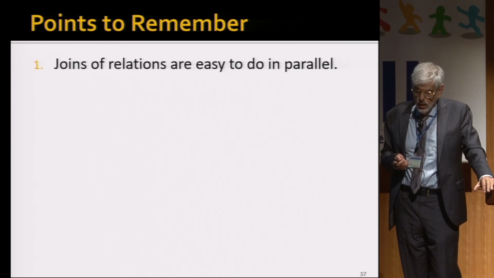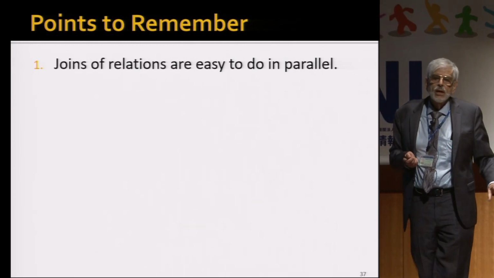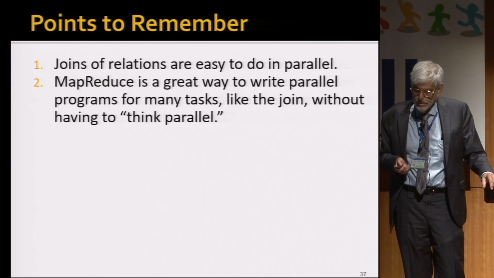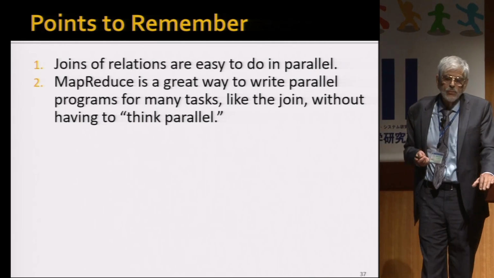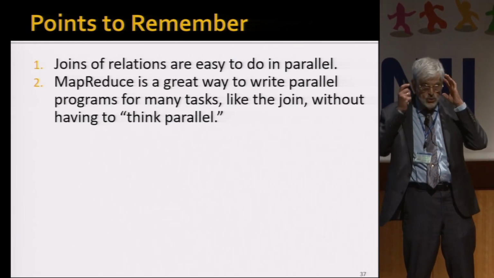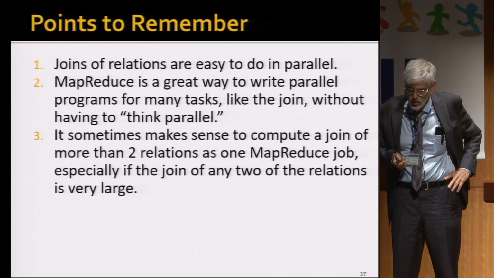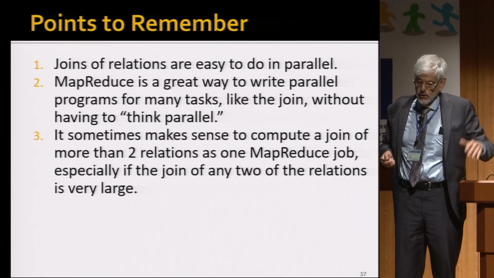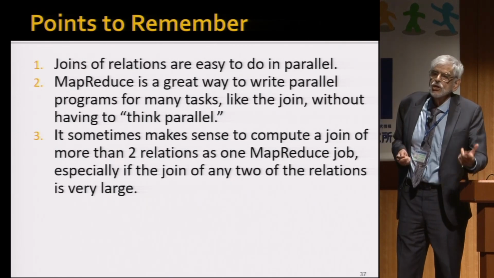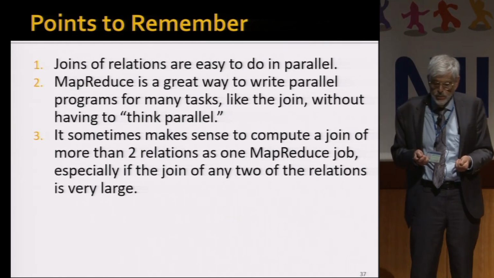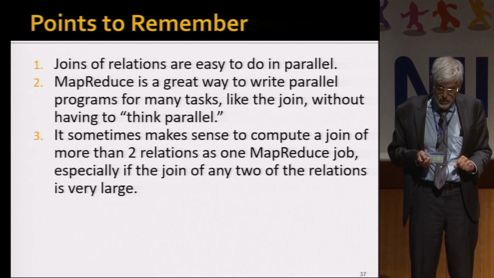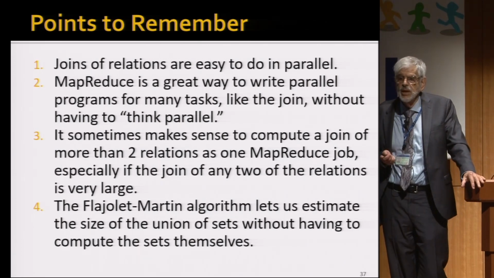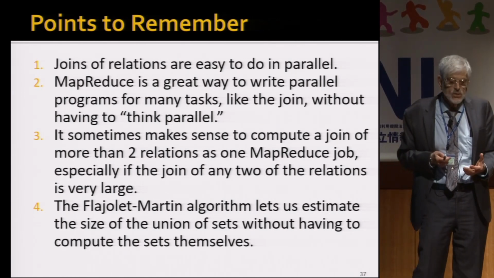So just to sum up, joining relations is what's sometimes called an embarrassingly parallel operation. You can really get a lot of parallelism in there. Mapreduce is a really good way to write parallel programs without forcing yourself to think about the parallelism itself. One of the interesting things about Mapreduce is that there are cases, such as the friends of friends of friends example that I gave you, where it makes sense to try to join more than 2 relations in one single Mapreduce job rather than doing a sequence of Mapreduce jobs. And then finally, the Flajolet-Martin algorithm is a cool trick that lets you estimate sizes of sets without actually having to see the sets themselves.